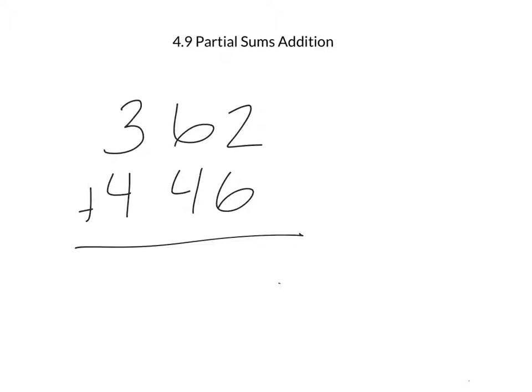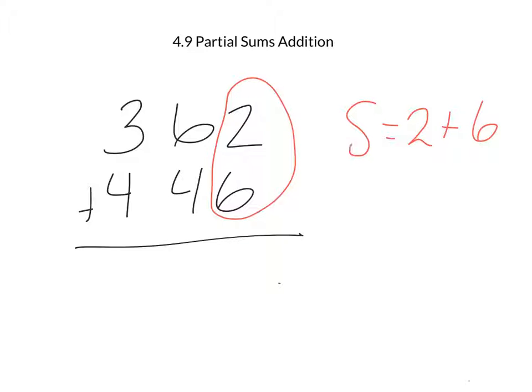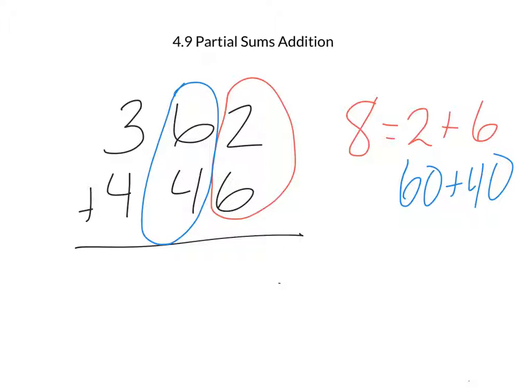So again, we first take our ones place and we look there. We know we've got 2 ones plus 6 ones, which equals 8 ones. We then move to the tens place. That's a 6 and a 4, but remember, it's not 6 and 4. It's 60 plus 40, which gives us 100.